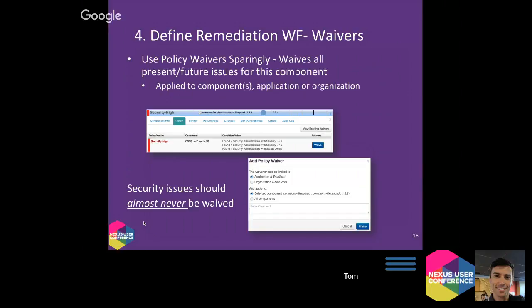So one of the things that we suggest is that waivers really need to be used sparingly. You don't want to get into a habit of waiving all present and future issues for a particular component. So the rule of thumb is that you need to think twice. Security issues should almost never be waived. There are alternatives to that which involve management of the components and the risk, as opposed to just simply waiving.